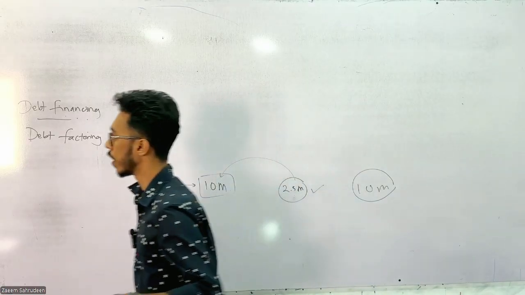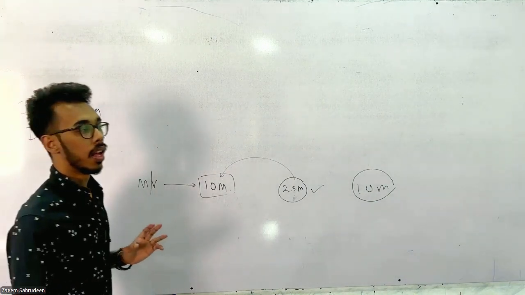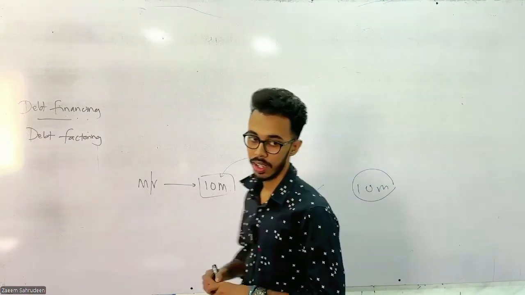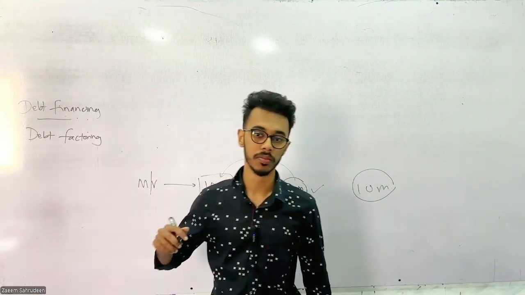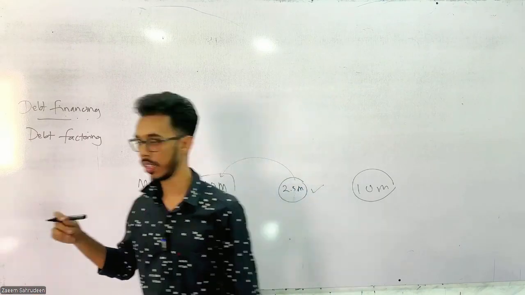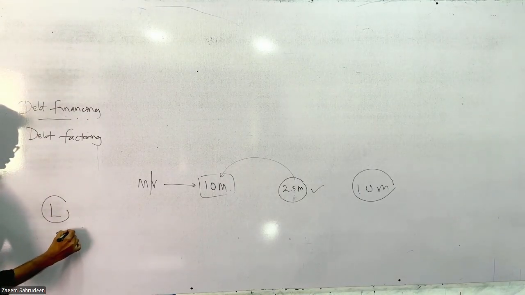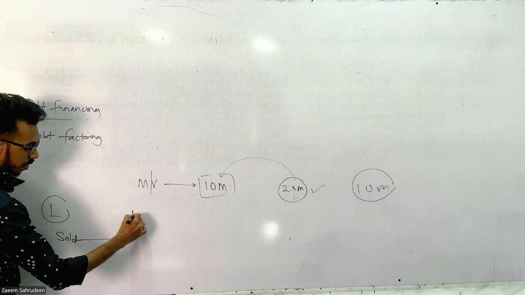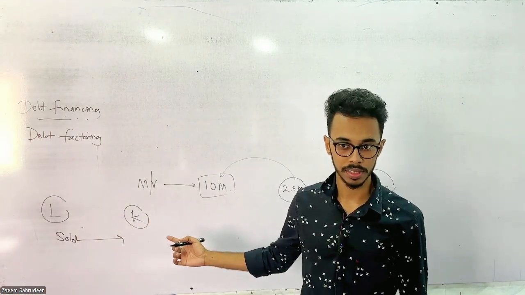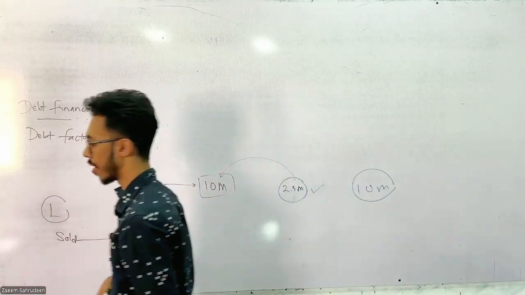Okay, debt financing or debt factoring. What happens here is, let's say we have sold goods on credit. Let's say Lorraine has sold goods to Casey on a credit basis. Casey takes the goods on credit, saying she will pay tomorrow or next month.